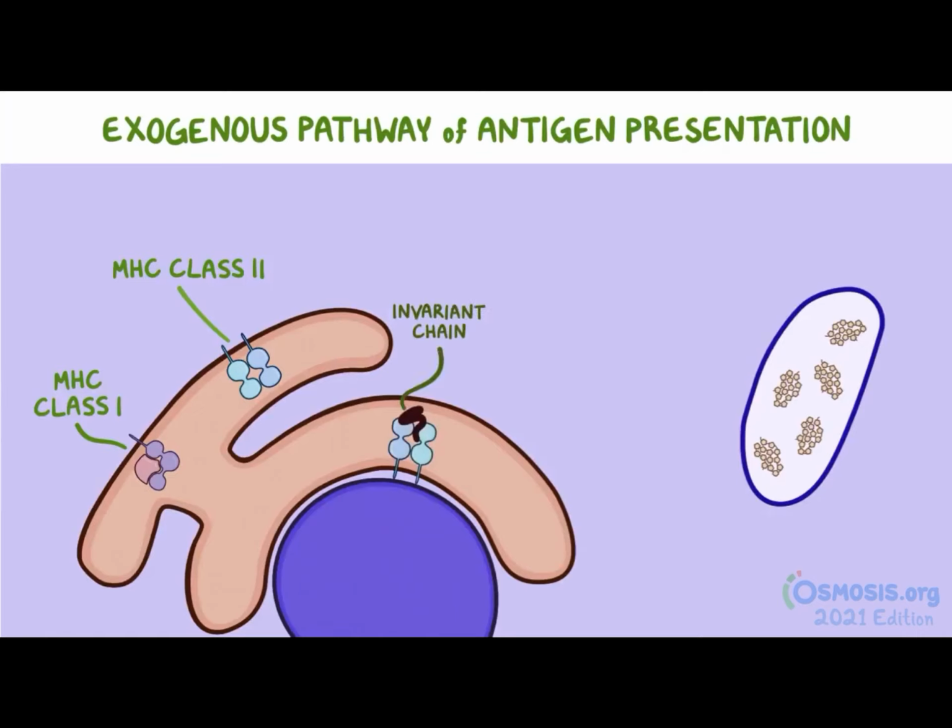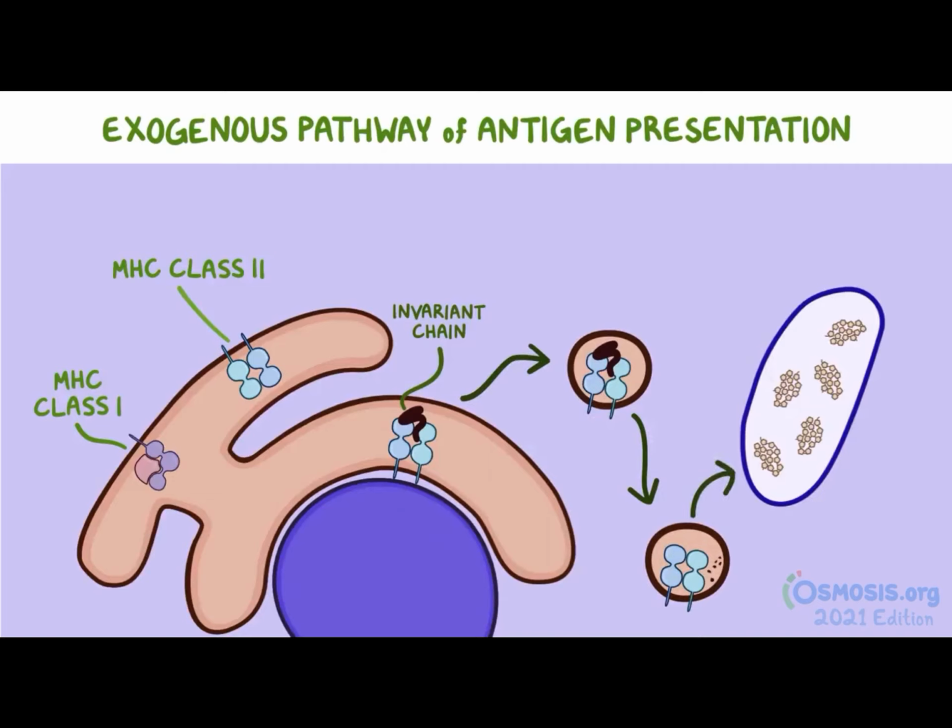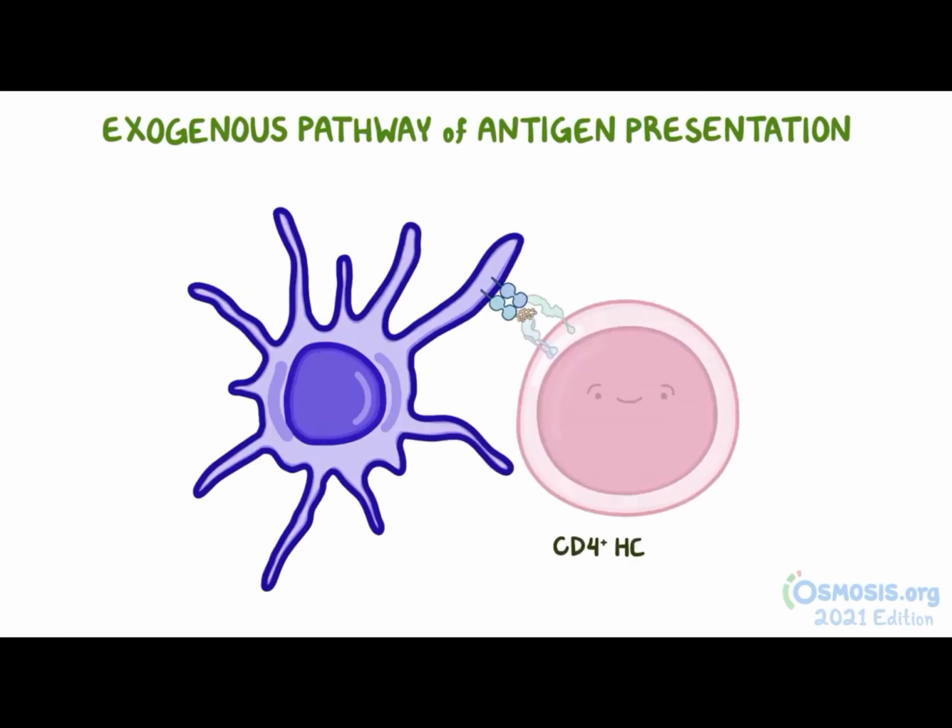The MHC class II molecule and invariant chain is then transported through the cell in a vesicle where the invariant chain is degraded. The vesicle with the MHC class II molecule then fuses with the phagolysosome, and the peptide cleft is filled by one of the peptides in the phagolysosome. This vesicle now contains the MHC class II molecule that's bound to the peptide antigen, and it's transported to the cell surface where it can present to circulating helper T cells, which can go on to stimulate the immune system.